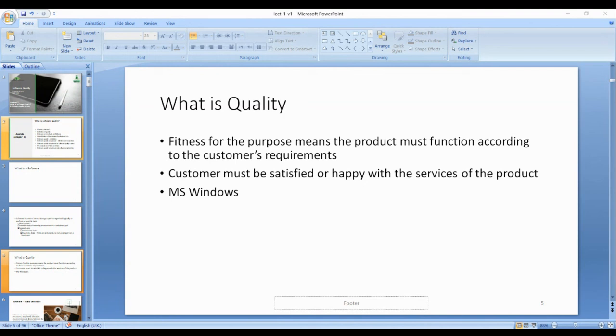One thing I missed here before I move on. We say customer requirements. The software or product must function according to customer requirements. How many types of requirements do we have?